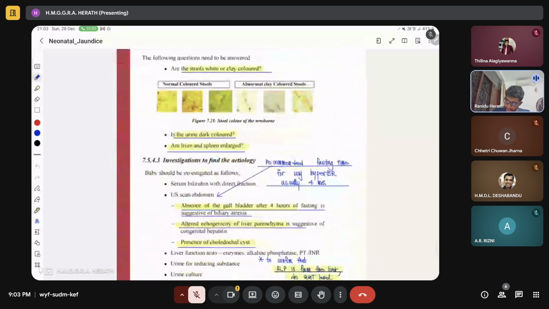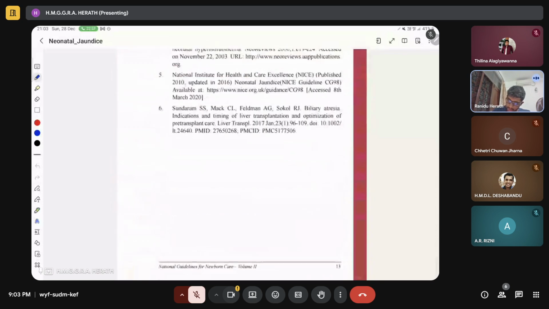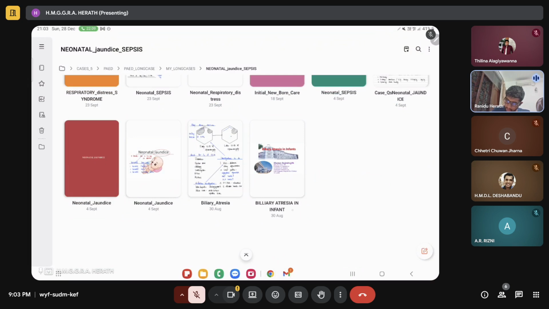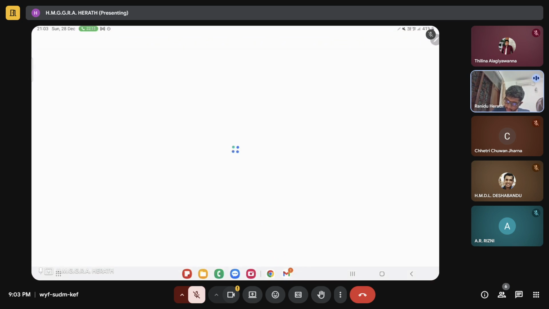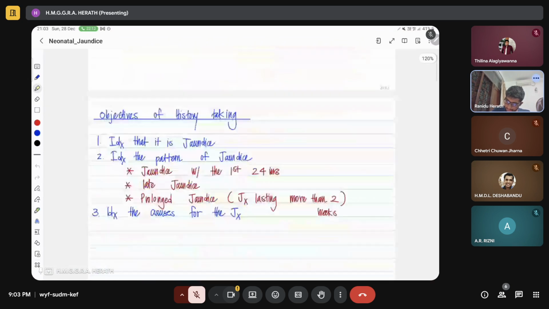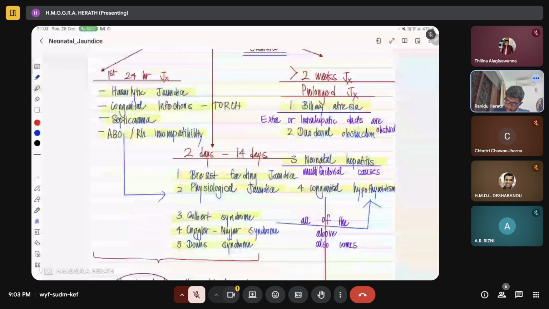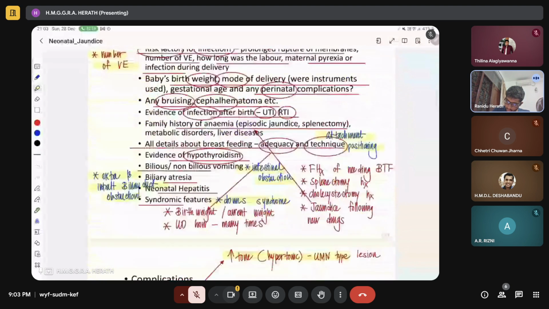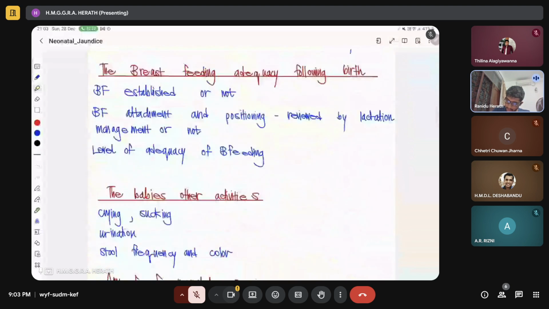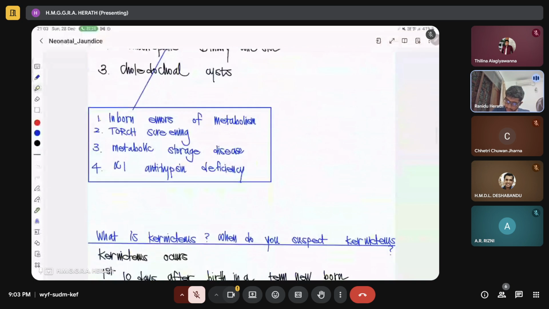Did any of you find a list where there was given conjugated causes of hyperbilirubinemia and unconjugated causes of hyperbilirubinemia separately? Can someone check and see?